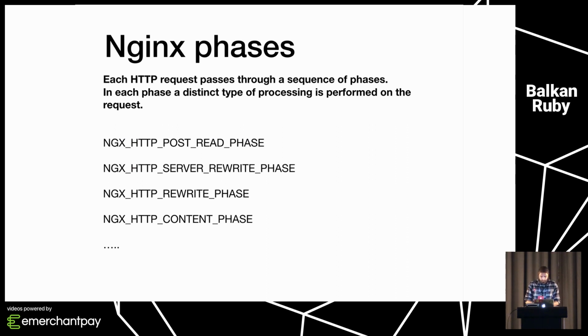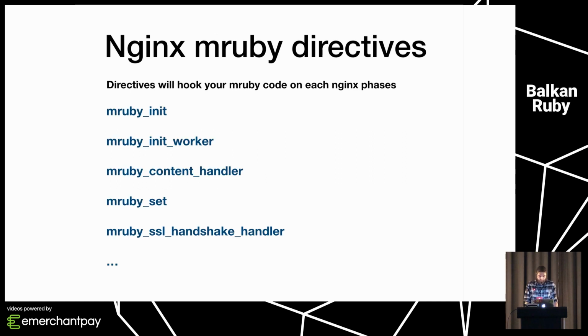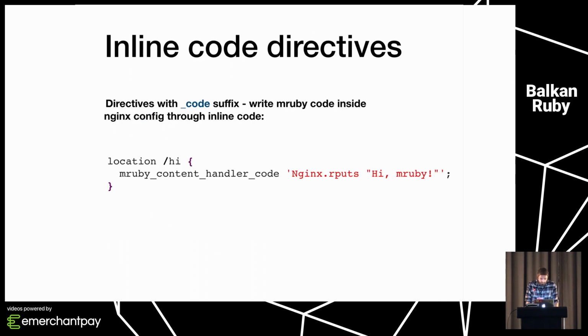So, how does it work? When we are talking about Nginx, Nginx has a lot of phases. Each HTTP request passes through a sequence of phases, like the post read phase, server rewrite phase, post rewrite phase, content phase, a lot of phases. It is the internal Nginx API, and the ngx_mruby extension uses it. It uses Nginx phases and provides a lot of directives. Directives will hook your Mruby code on each Nginx phase, for example mruby_init and mruby_init_worker or others. We will see them in the next slides.